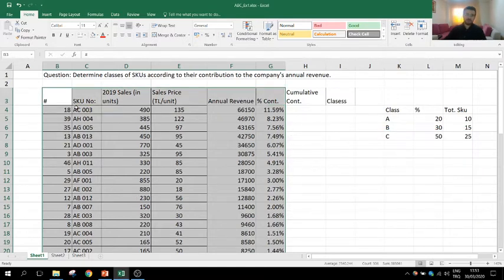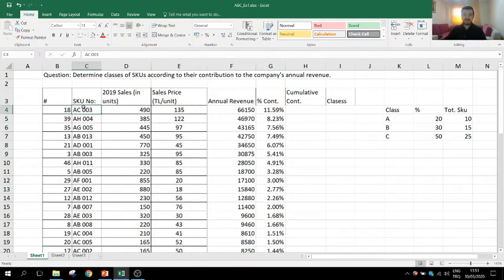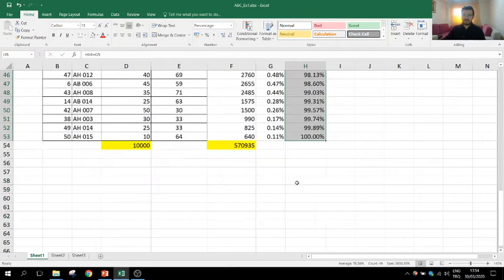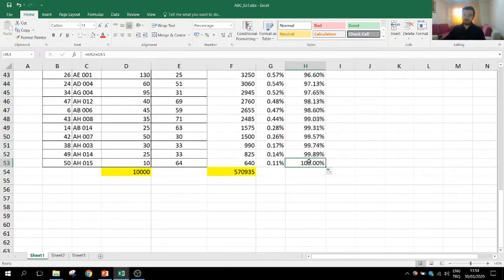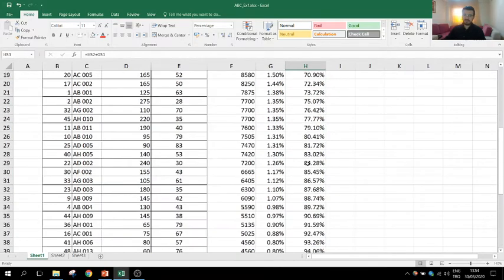Okay, so immediately we see that AC003 has the highest contribution with a percentage of almost 12%. Okay, and then I'm going to calculate their cumulative contribution. So for the last SKU, the cumulative contribution will be 100%.